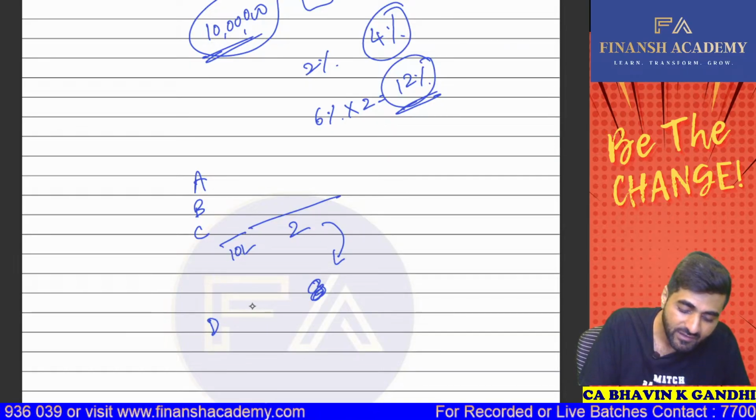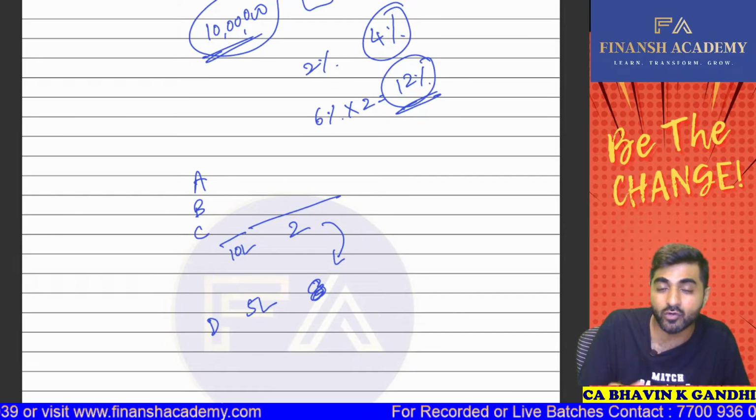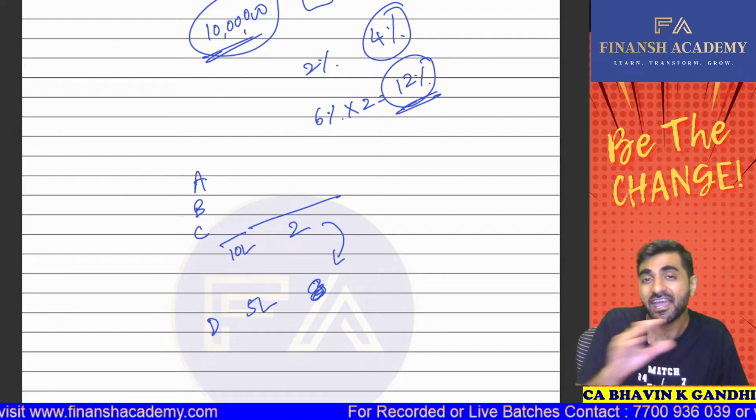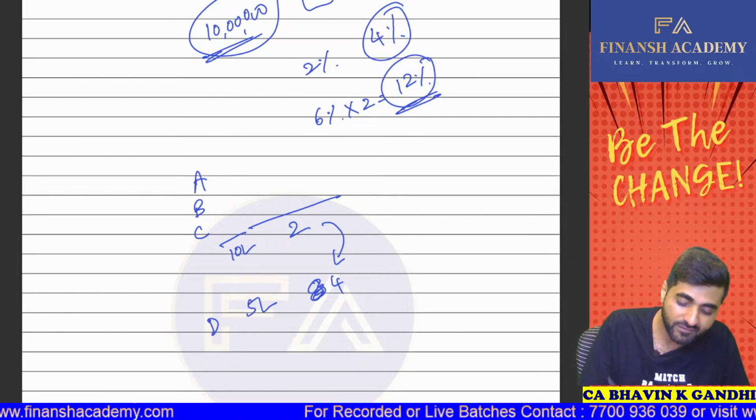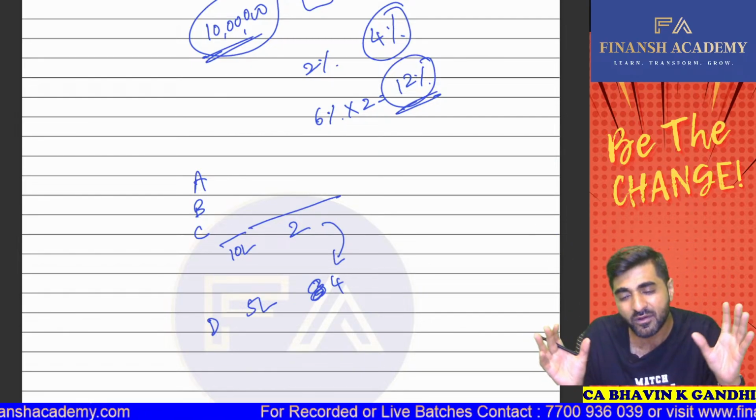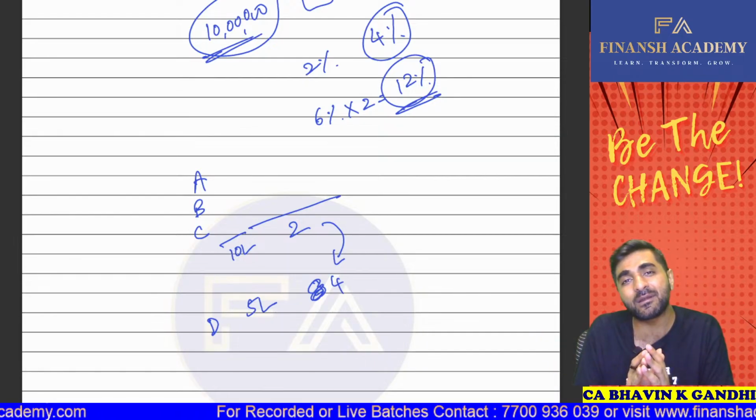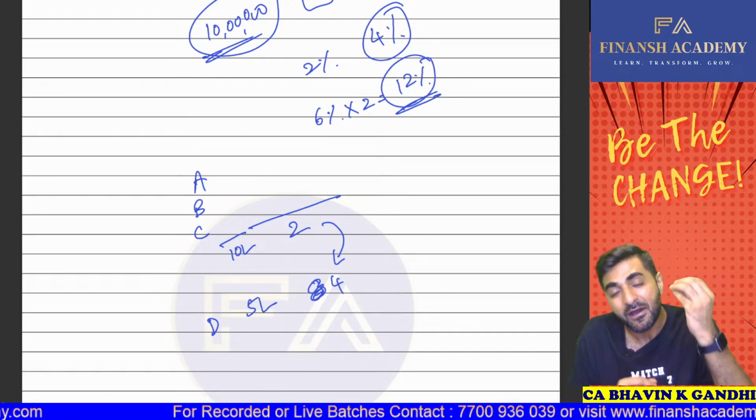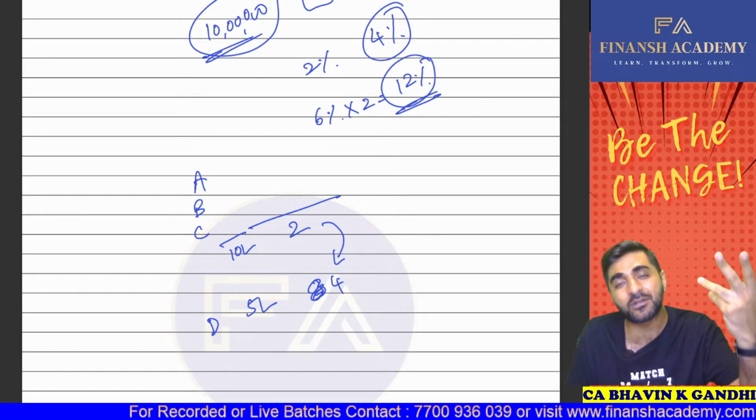Suppose I want to introduce D with an investment of 5 lakh rupees, and this particular security D has a beta of, let's say, 4. Now, what do you think will happen to the weighted average beta of the portfolio? Of course, it's going to rise. It will be more than 2.